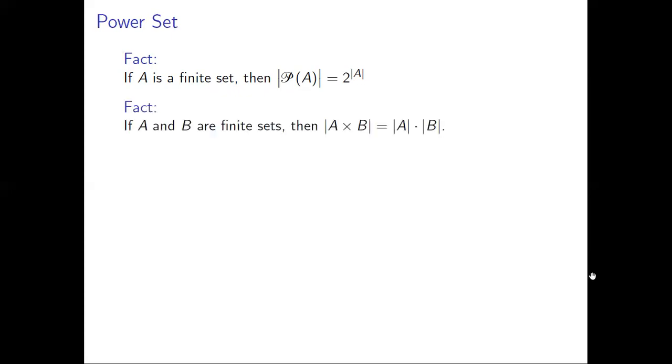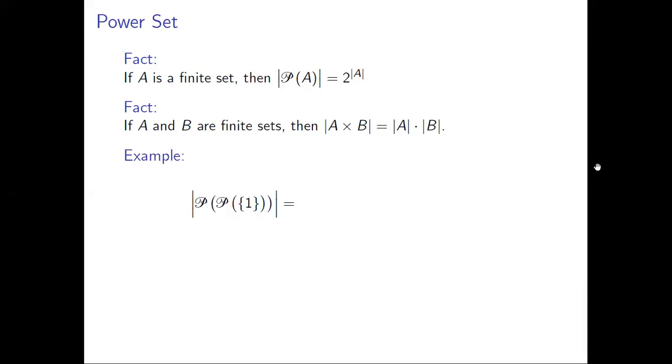And here's another fact that we had mentioned earlier. If A and B are finite sets, then the cardinality of the Cartesian product of A and B, the cardinality of A cross B, is equal to the cardinality of A times the cardinality of B. Now let's do two examples using these facts.